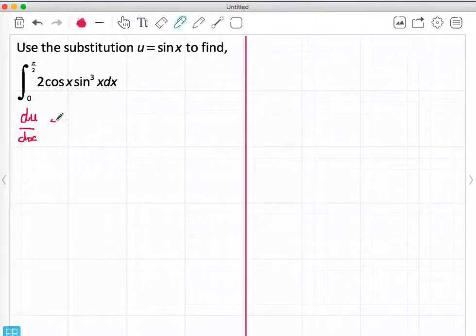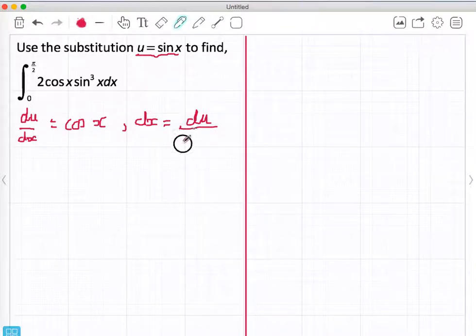So it's sine x here. It differentiates to give me cosine x. I make dx the subject of the equation, and it becomes du divided by cosine x. Now, I'm going to go through here and substitute in, but I'm not going to use the limits. I'm going to substitute in what I've got.